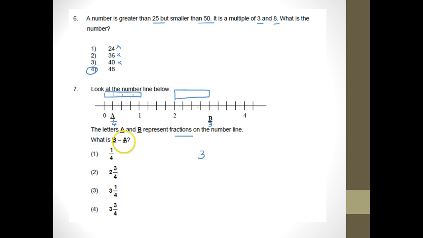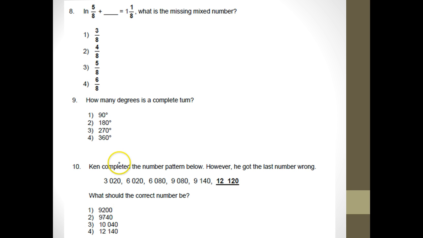So I take 3 minus A, which is 1/4, 3 whole minus 1/4. One of it, I cut into 4 units, I minus 1/4, I'm left with 2 whole and 3/4. Option number 2. Question 8. In 5/8 and a fraction equals to 1 whole and 1/8. So 1 whole and 1/8 is 9/8. So 5/8 plus 4/8 will give me 9/8.